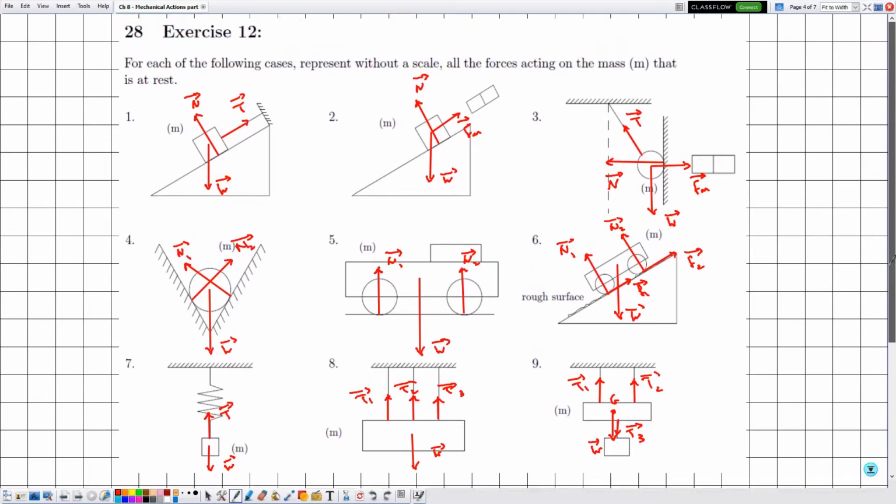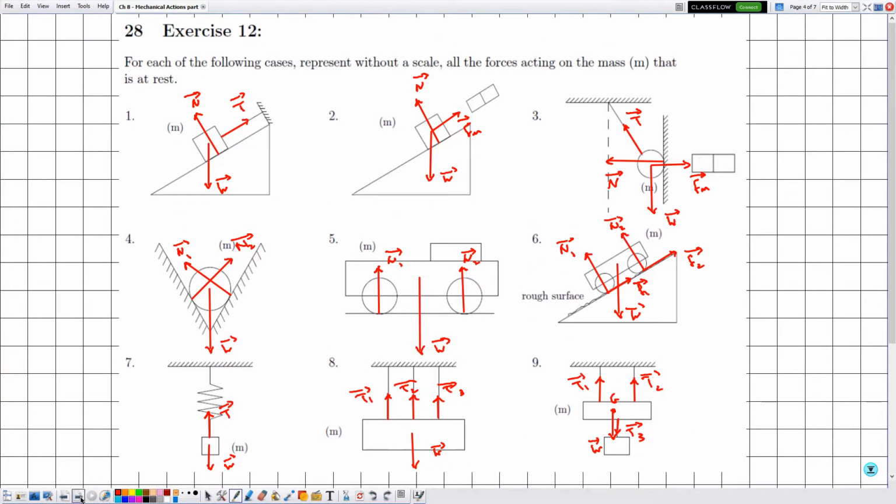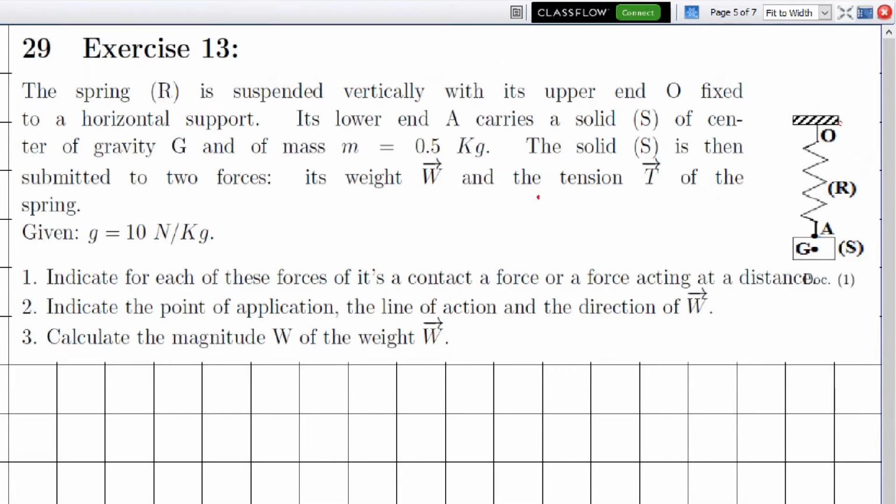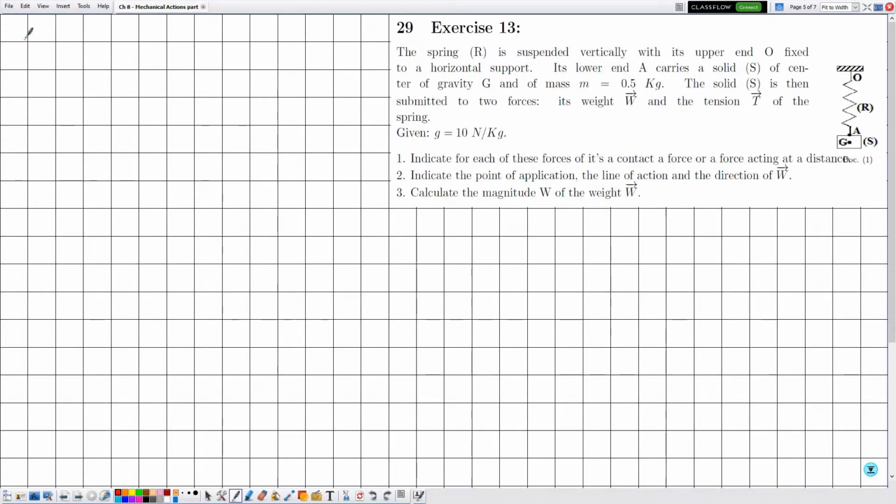This is it for exercise number 12. Let me move now to the next exercise, which is exercise number 13. They are telling me the spring R is suspended vertically with its upper end O fixed to a horizontal support. Its lower end A carries a solid S of center of gravity G of mass M equal to 0.5 kilograms.